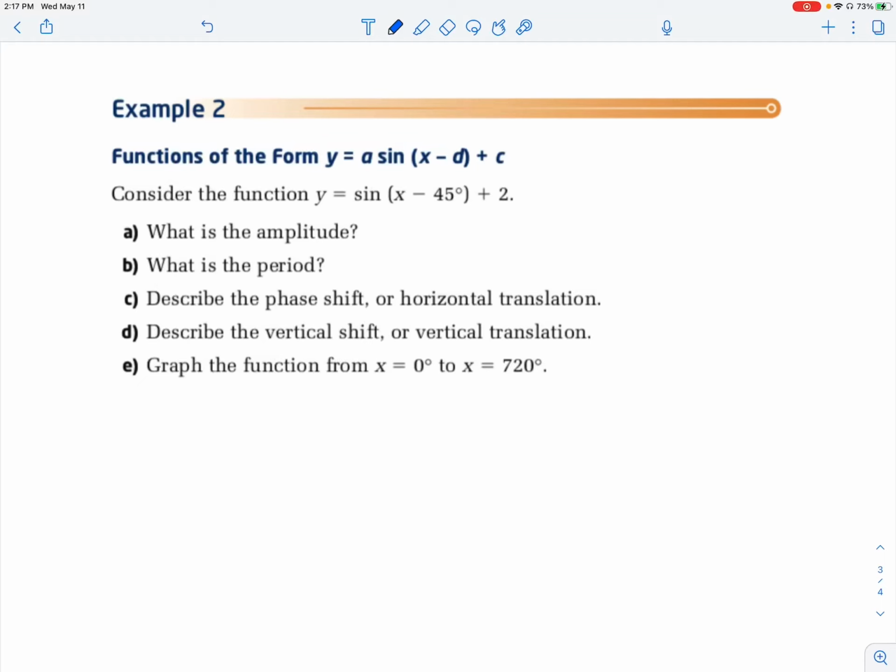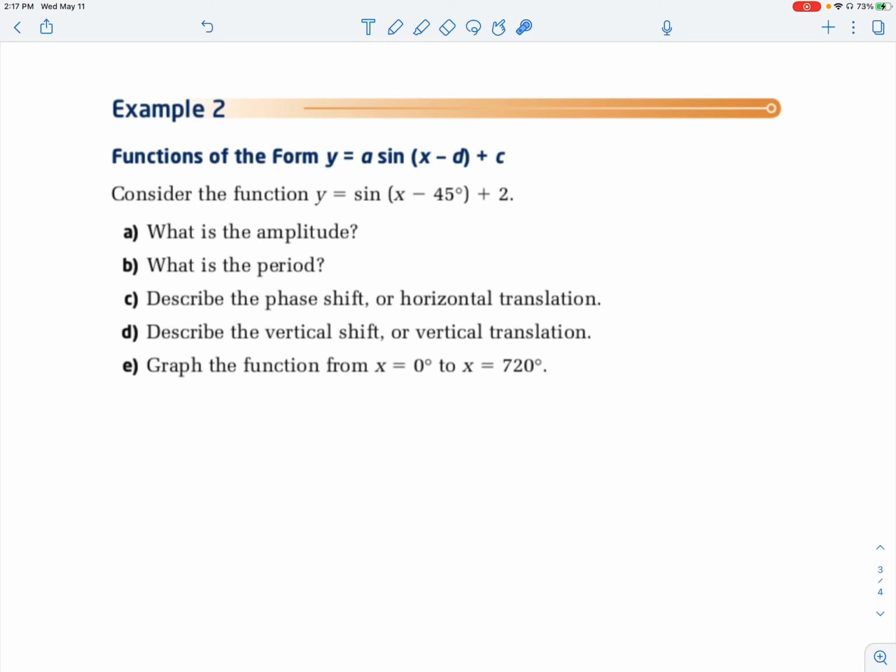Hi, welcome back to example 2 for 5.3. In this example, we're just going to identify some of the features of this sinusoidal function, and then we will go ahead and graph from 0 all the way to 720 degrees.